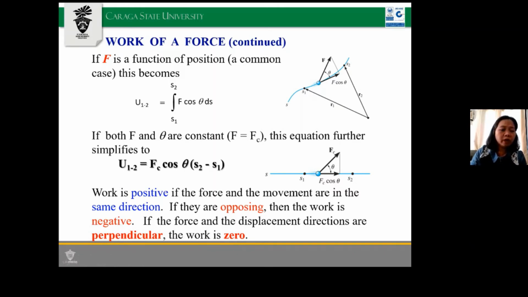So there is no work when the direction of the force is perpendicular to the displacement. Again, the work is positive if the force and the movement are in the same direction. The work is negative when the force is opposite to the direction of the displacement. And there is no work done if the force applied is perpendicular to the displacement.